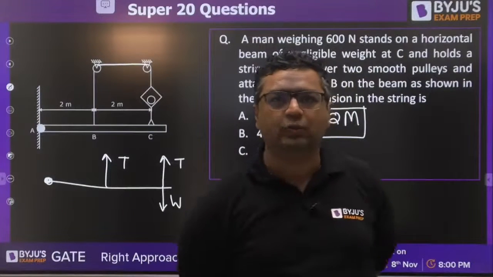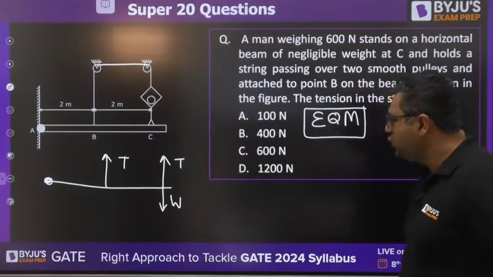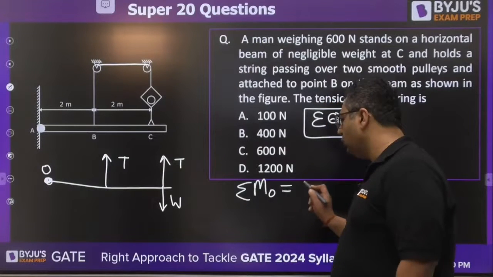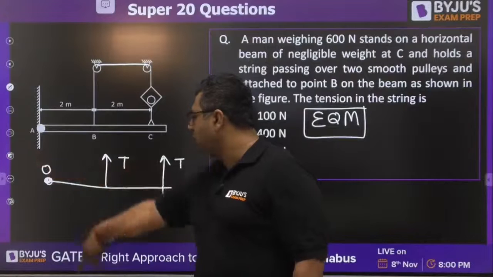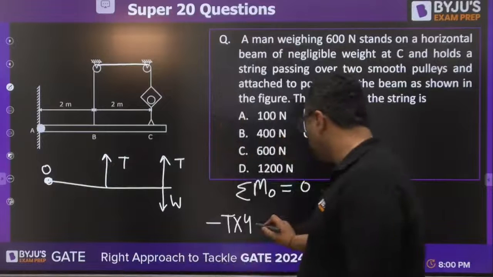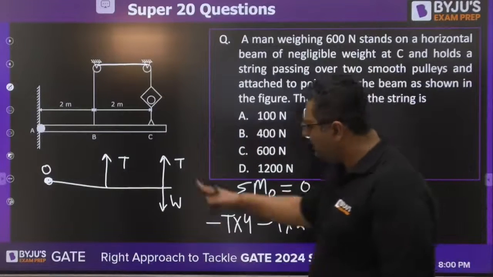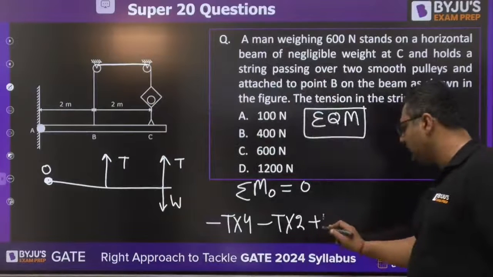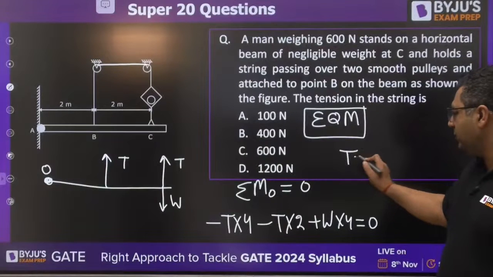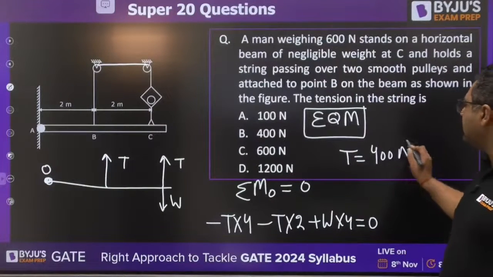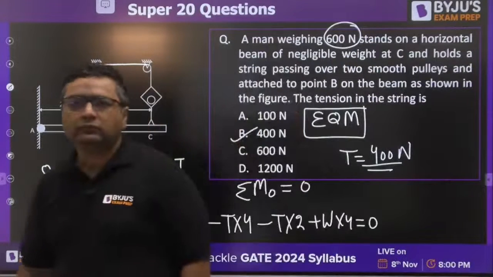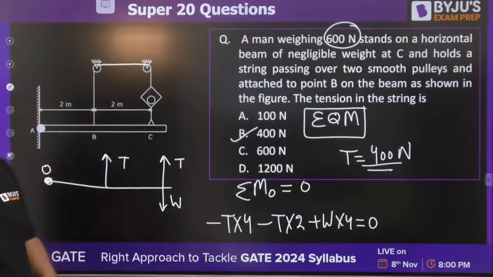Midun is saying the answer to be B. Very good. So dear, you just need to take moment about this point O. Summation moment about O to be 0. You can see this T will be creating anti-clockwise, minus T into 4. This T will also be creating anti-clockwise, minus T into 2. And this W will be creating clockwise, so you will write plus W into 4. Putting it to be 0, you will be getting the tension equals to 400 because weight is given as 600. So answer will be 400 Newton. B is the right answer. Yes, very good, Kalyan.